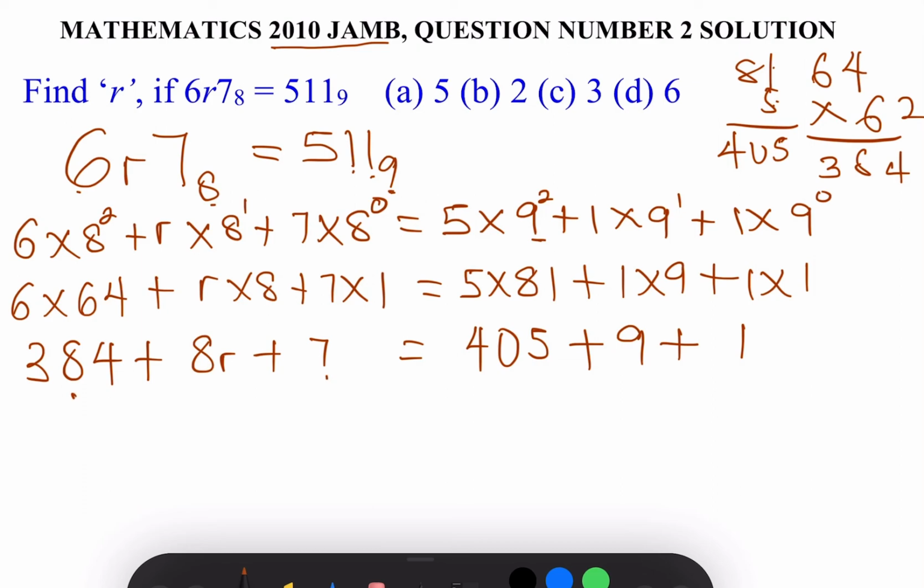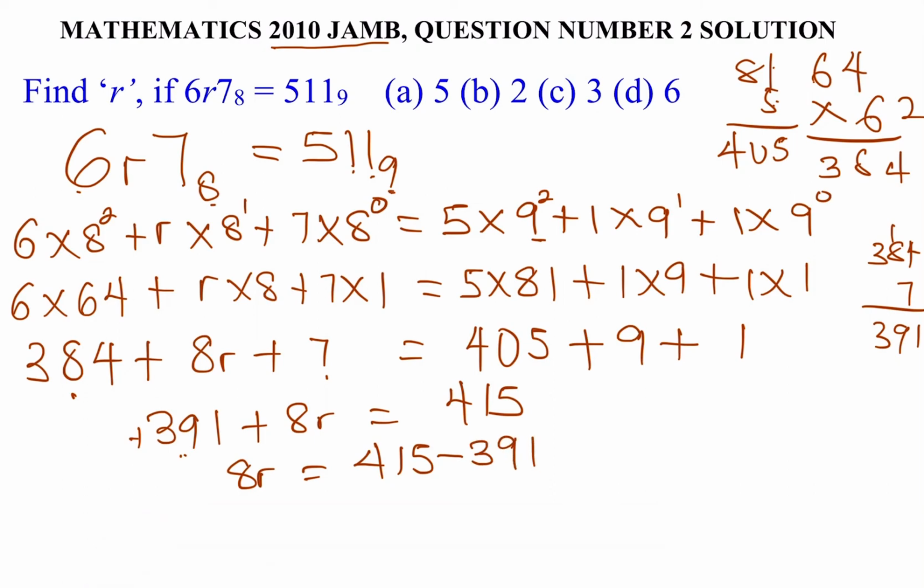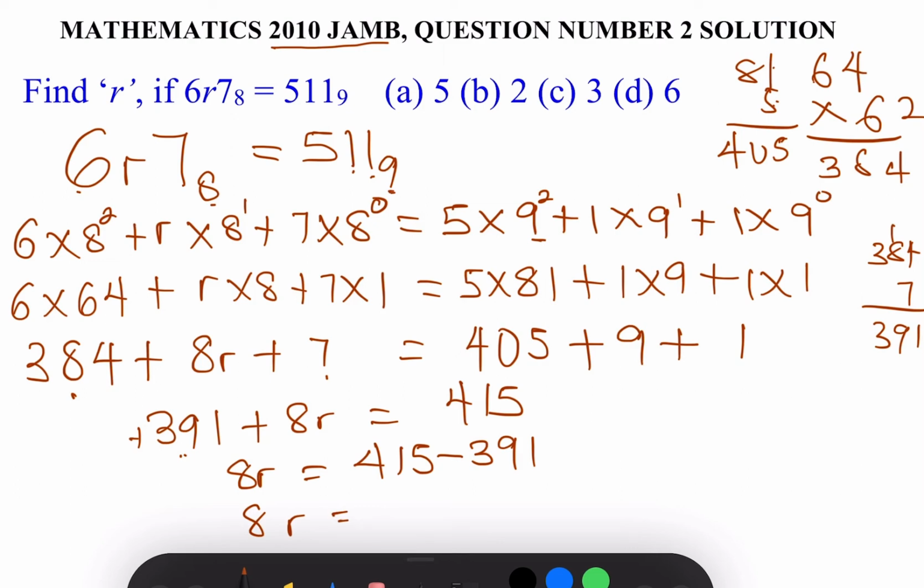So you add this and this together. That means 384 plus 7, that's 391. So you have 391 plus 8r to be equal to, add everything together, I'm going to get 415. So take this to this side by subtracting 391 from both sides. That means you're going to have 8r equal to 415 minus 391. There's a positive here, so when it comes to this side, it turns negative. What's 415 minus 391?